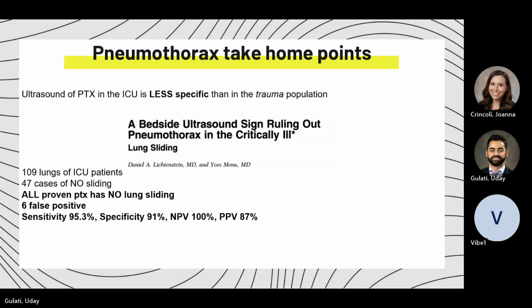And so you can see that, in this specific study done in the ICU, in critically ill patients that are not trauma, like 109 patients, 47 cases had no lung sliding. It did not mean that 47 patients had a pneumothorax. They all checked multiple times that yes, this patient definitely did not have lung sliding, but it did not mean that they didn't have pneumothorax. They probably had atelectasis.